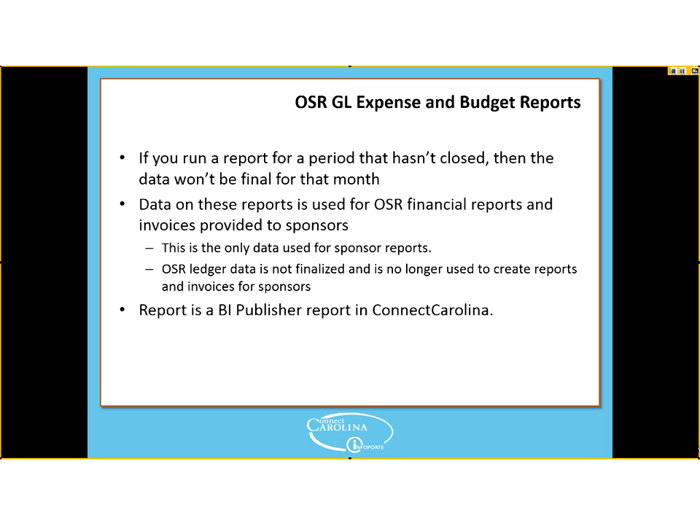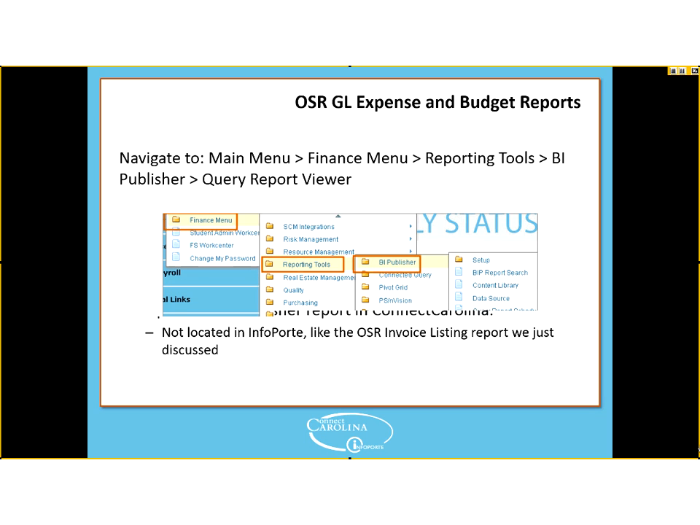This report is a BI Publisher report in Connect Carolina. So we're kind of switching gears here. You'll see this in a second. You actually will access this directly within Connect Carolina, not in InfoPort. So hopefully you'll have a chance to look at our documentation. We'll show you where that is, and you could review this slideshow. But if you're not thinking about it, you might try to go to the wrong place and look for it and go, where is it? They're actually in 2 different systems. And as I just said, it's not located in InfoPort.